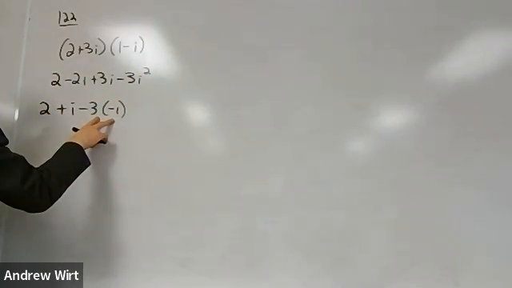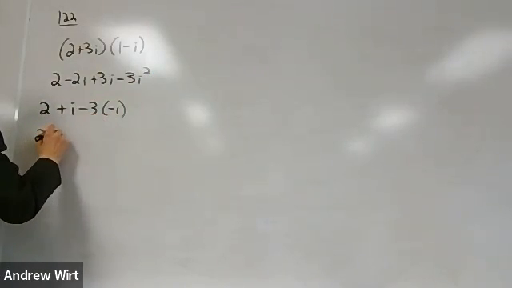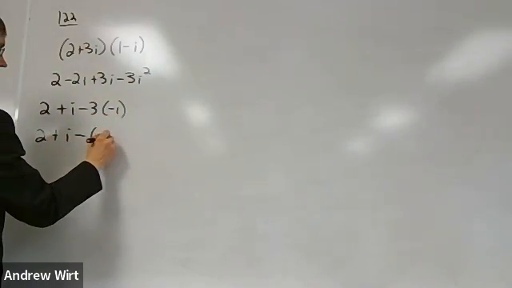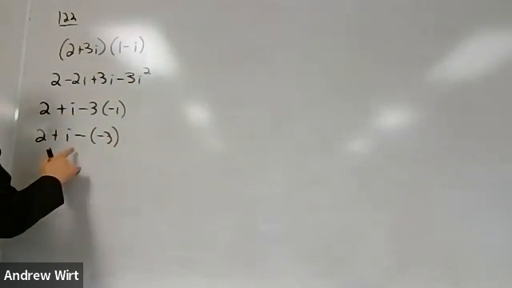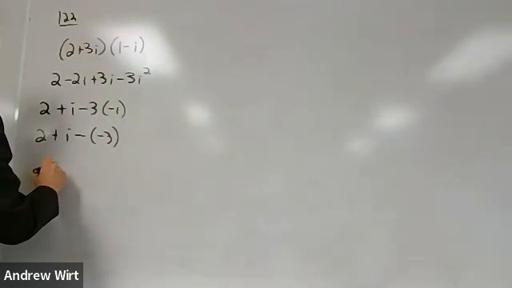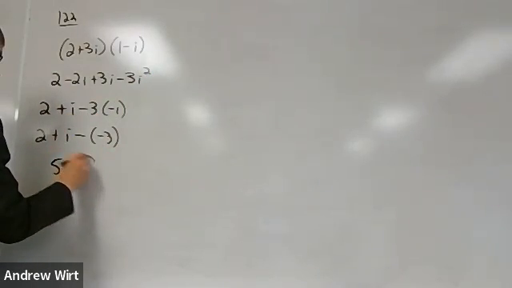All right, so this will be negative 3 here when we multiply. Subtracting negative 3, don't lose one of the negatives. That's like adding 3, so 2 plus 3 is 5, so we get 5 plus i.